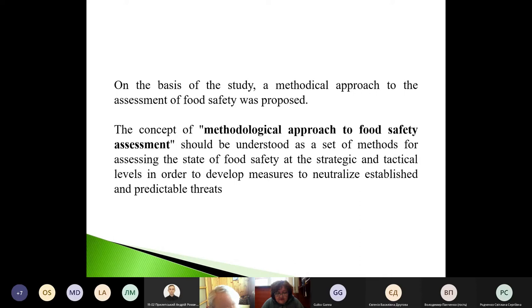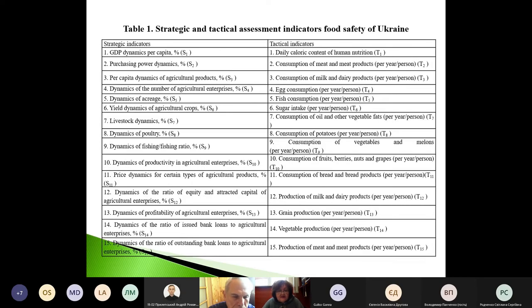presenting the concept of a methodological approach to food safety assessment. I think it should be understood as a set of methods for assessing the state of food safety at the strategic and tactical level in order to develop measures to neutralize the established and predictive threats. And I propose two types of indicators. Table one shows the strategic and tactical assessment indicators of food safety of Ukraine: the strategic indicators on the left and the tactical indicators on the right.